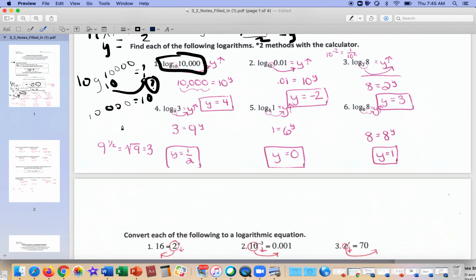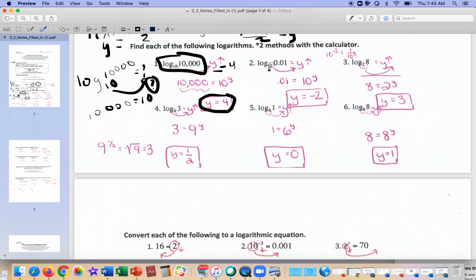So 10 to what power is 10,000? The answer is 4. That question mark was a 4, so that's your answer. When you evaluate, this equals 4. It's kind of like asking what is 2 to the third? You're just saying what number this is the same as.